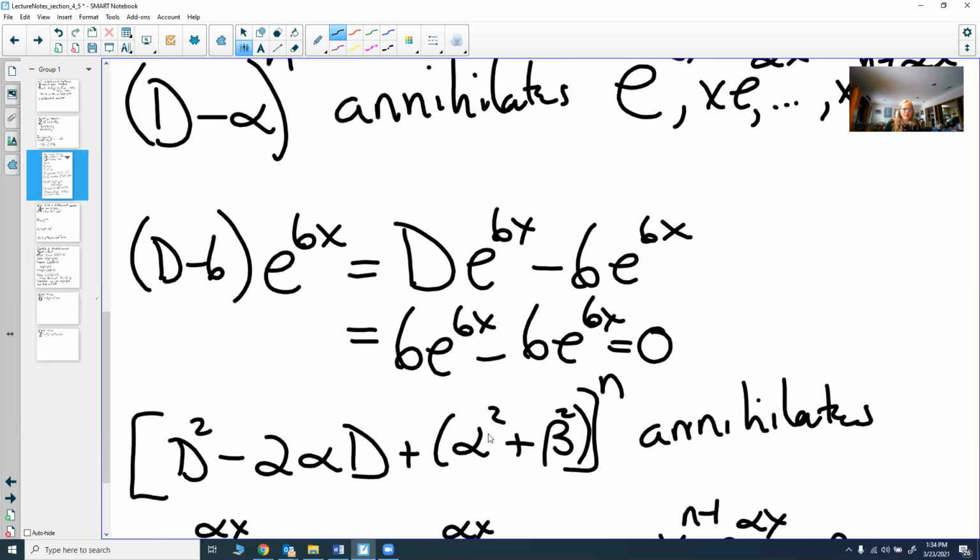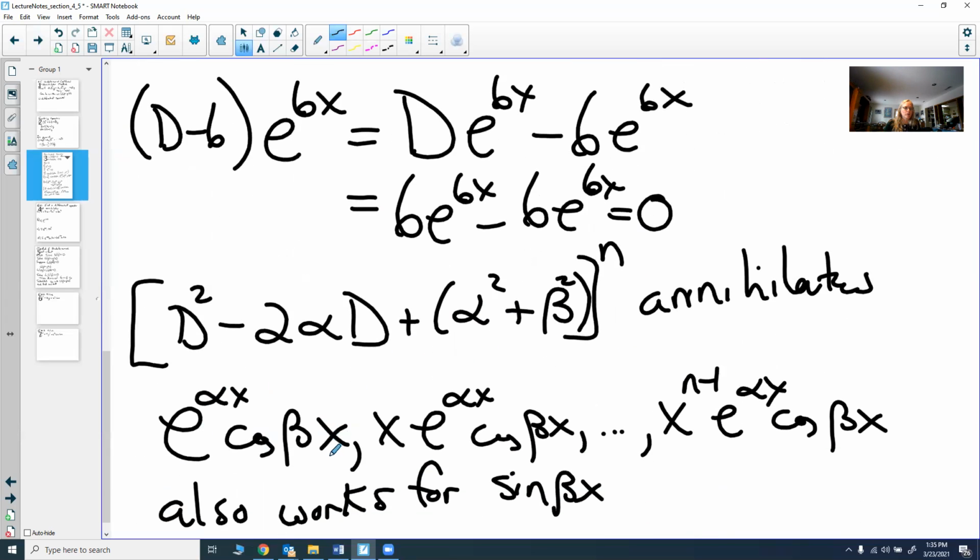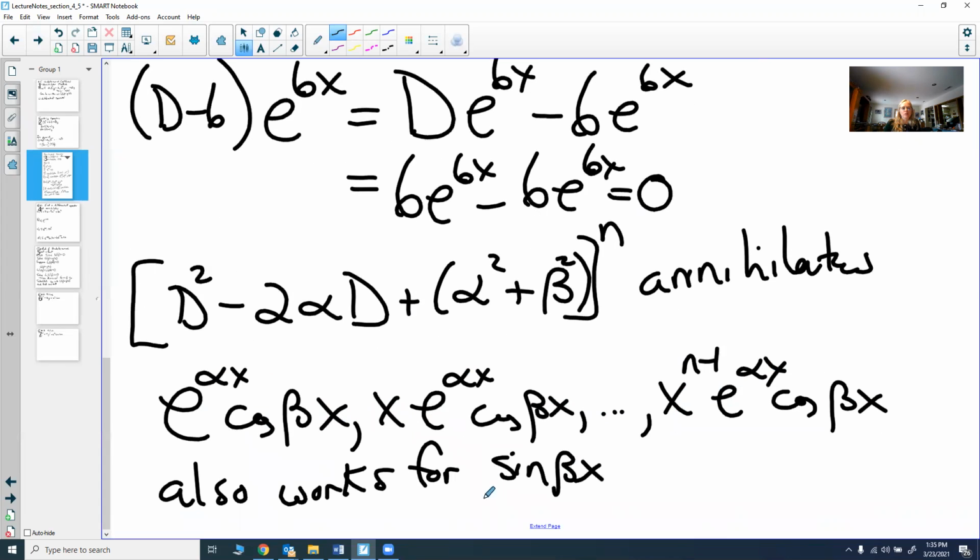There are lots of other ones that annihilate. This is a fairly complicated one. The second derivative minus 2 times alpha times the derivative plus alpha squared plus beta squared, all to the nth power, annihilates e to the alpha x cosine of beta x, x e to the alpha x cosine of beta x, all the way up to x to the n minus 1 e to the alpha x cosine of beta x. It also works on sine of beta x. It works the same way whether it's cosine or sine. It's really about looking at what annihilates them, and this is kind of a memorization idea of which one does it.